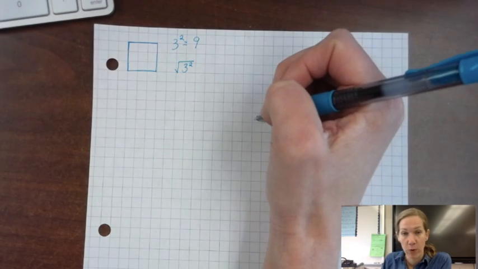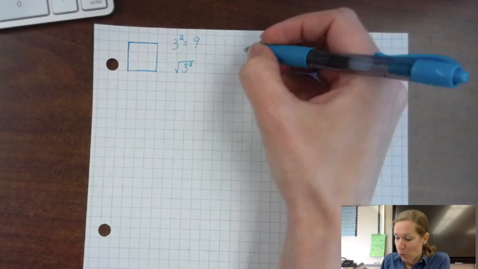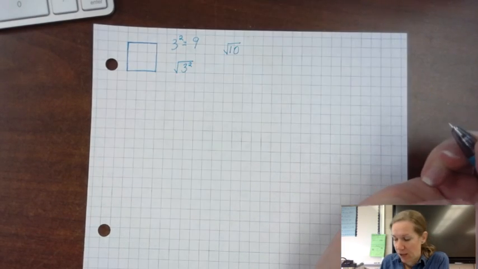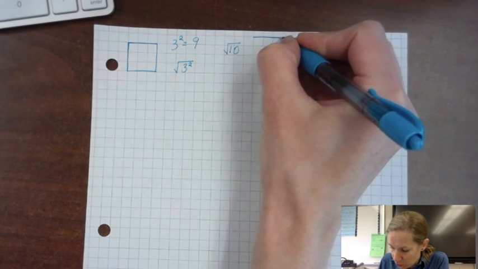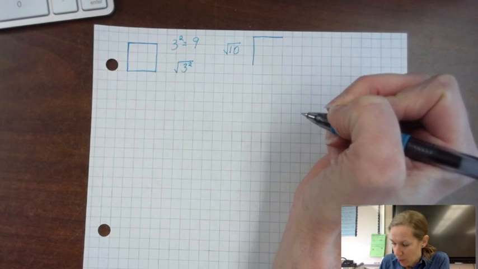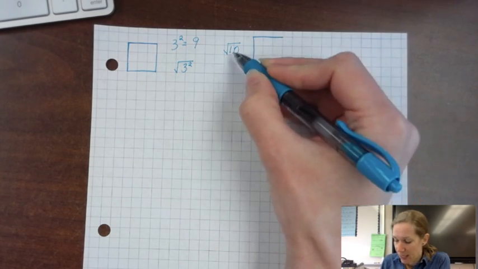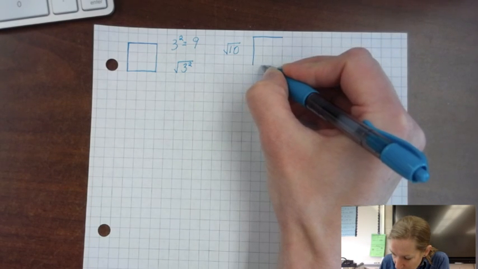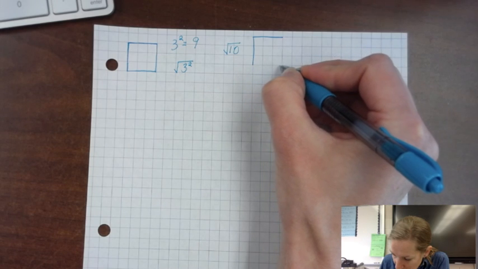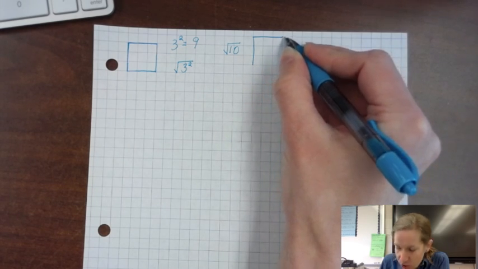Instead of the square root of 9, maybe they ask for the square root of 10. Well, the square root of 10, if I take 10 blocks, it's going to be bigger than 3 by 3. So I'm going to take that extra block, because there's 9 blocks, and I'm going to chop it up and put it along this edge, a little tiny bit right there, and along this edge as well.